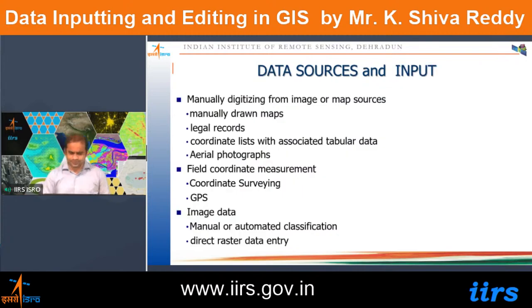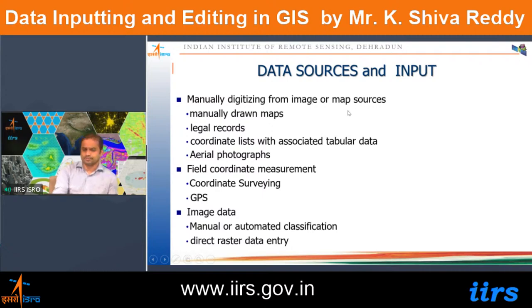So now if we want to see in detail what the different sources and inputs can be, and how I can input these sources into GIS, the first one is called manually digitizing from images and various map sources.